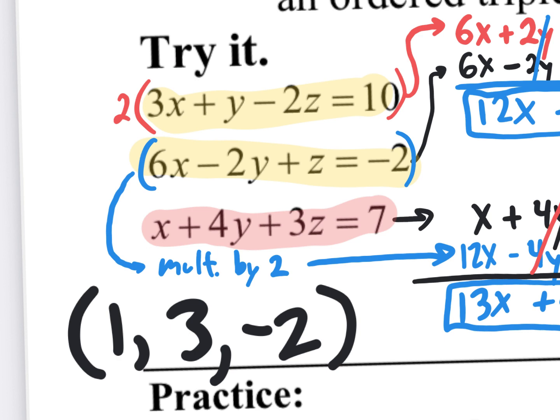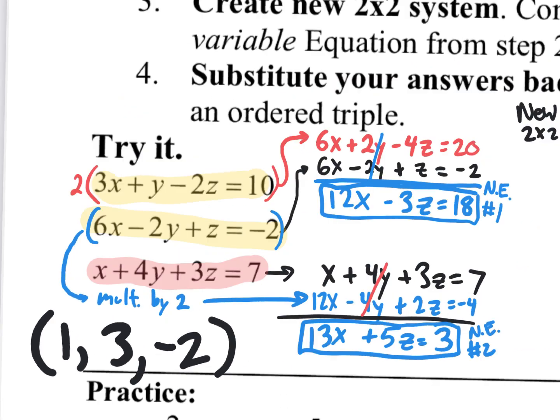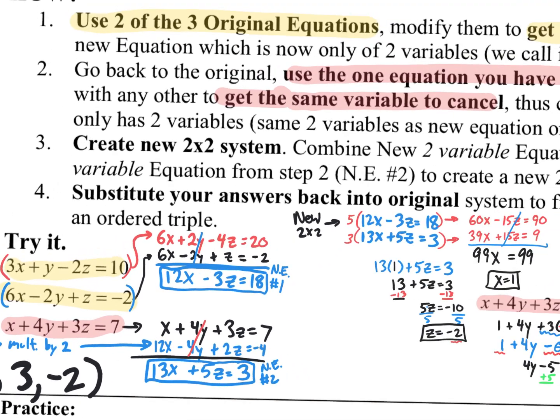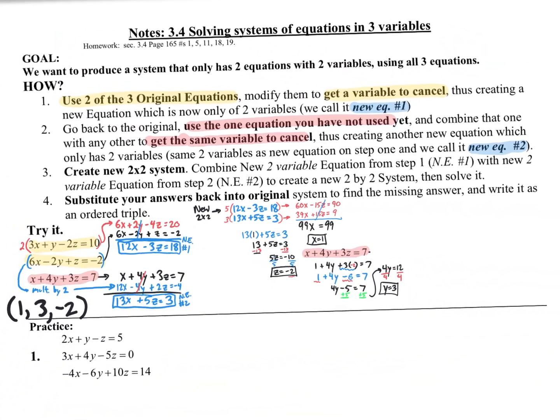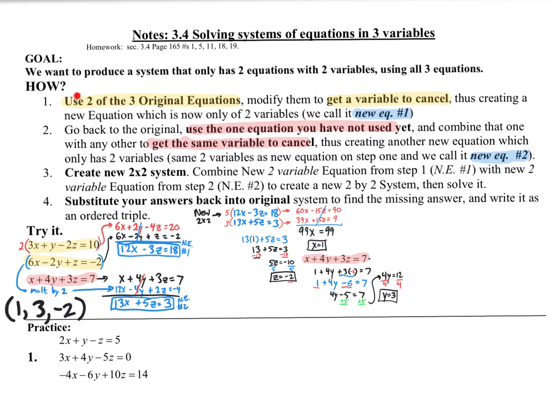That way you could be absolutely certain that you have the right answer for the entire 3x3 system, okay? Again, the video that I'm making here is just so you could get comfortable with the steps up here, okay? Once again, step 1, pick 2 of the 3. Those are the 2 yellow ones we picked. You could have picked different ones, but on this particular path that we took, we picked the first one and the second one, and we decided to get y's to cancel, even though you could have picked x's or z's to cancel, but we picked y's to cancel, and we got our new equation number 1.